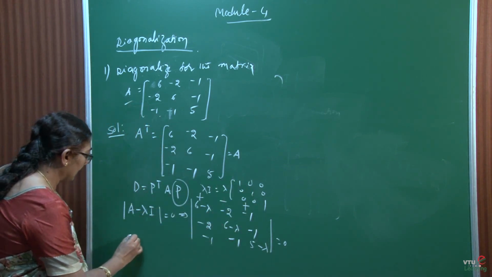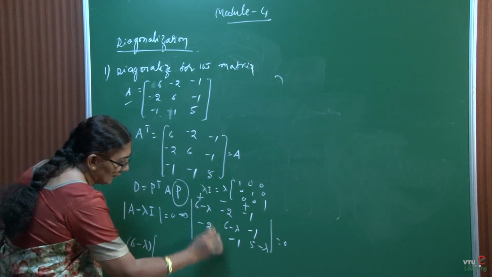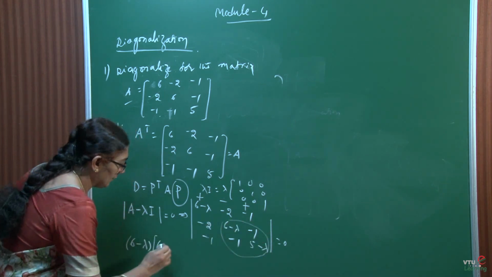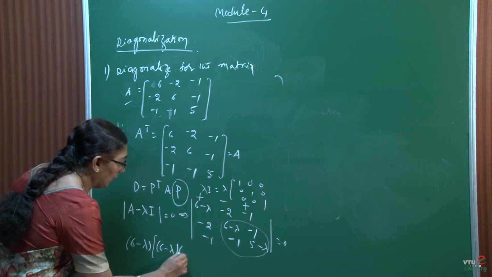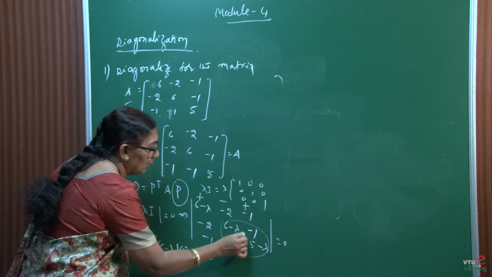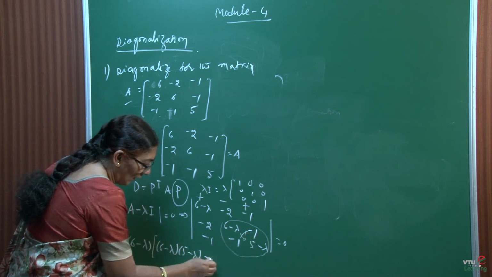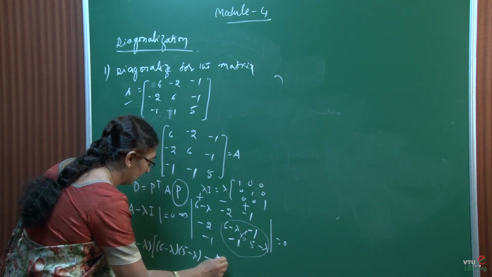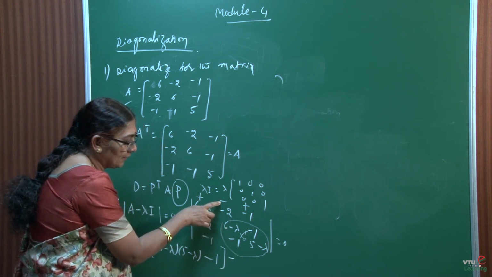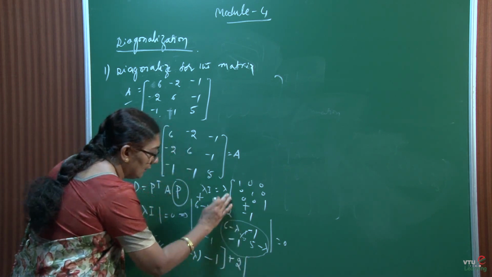How to evaluate: 6 minus lambda occurs in the first row, first column. Neglect that row and column and take the remaining determinant: 6 minus lambda into 5 minus lambda, minus of minus 1 into minus 1, which gives 1. Then the middle value always takes a minus sign: plus, minus, plus. Minus, into minus plus 2, leaving the first row.